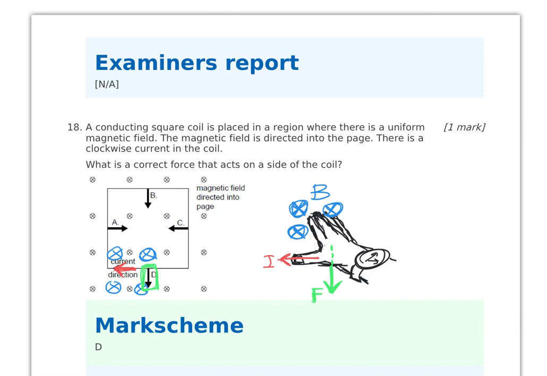If we follow the current around the loop, the force is going to be outwards. It's going to be pulling the loop apart, actually. But A, B, and C are not the correct direction. D is. You could also argue that B and D are the same thing, but they're kind of not. D is pulling outward, B is pulling inward. Anyway, the answer is D. Next question.